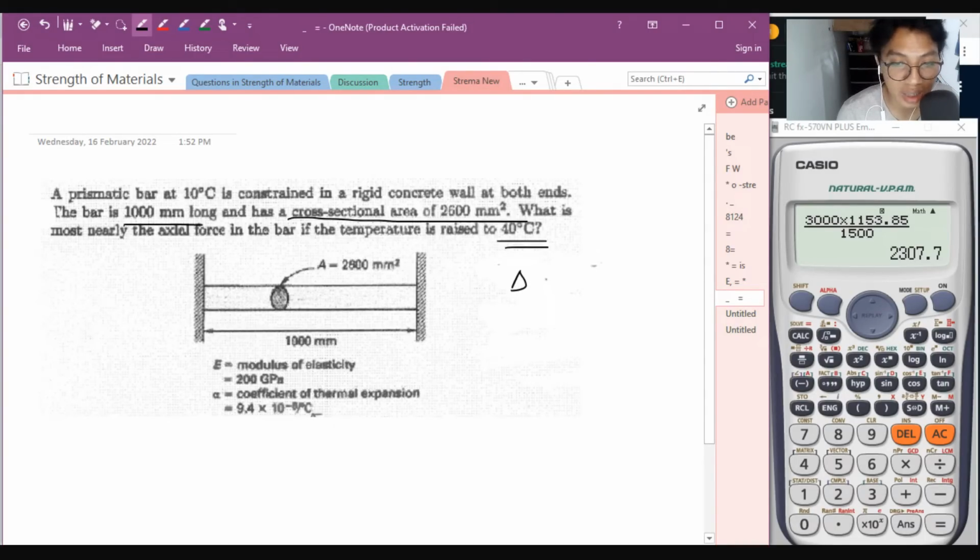That is the change in temperature. Actually, that is the increase in temperature, from T1 to T2.